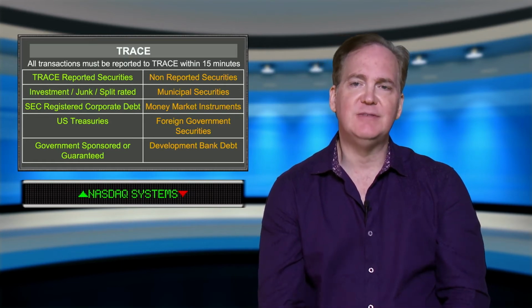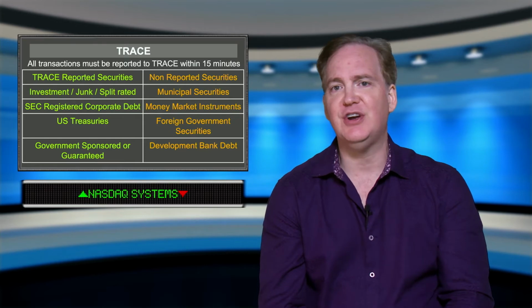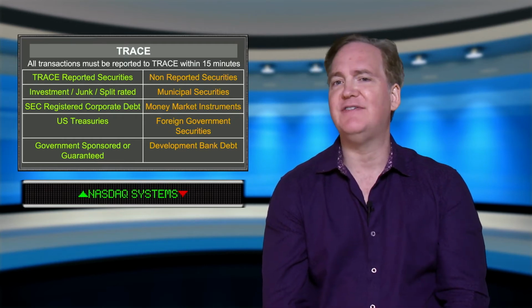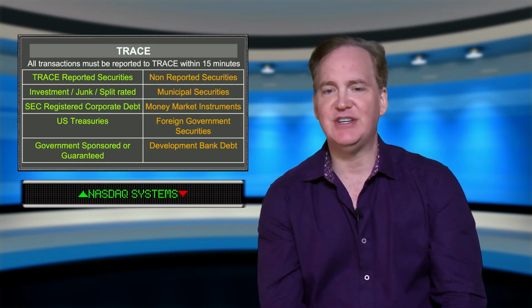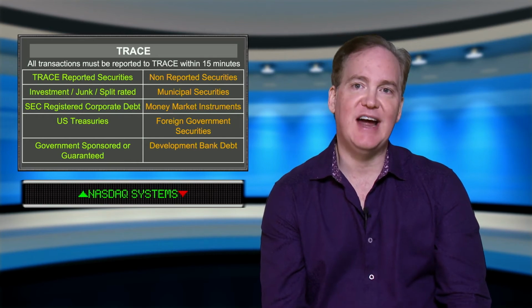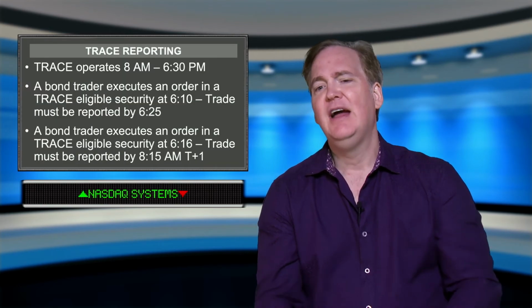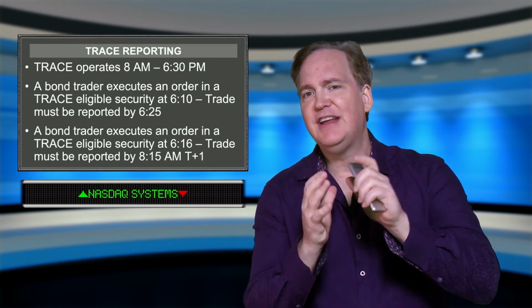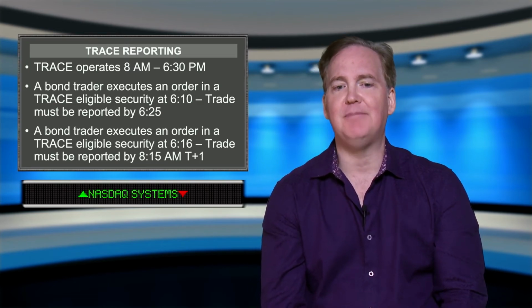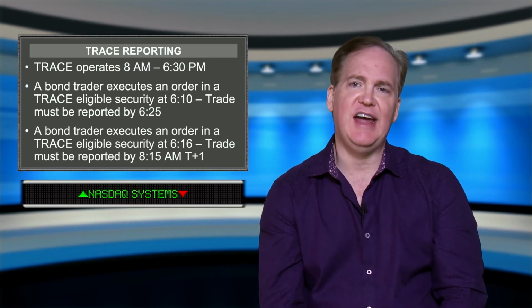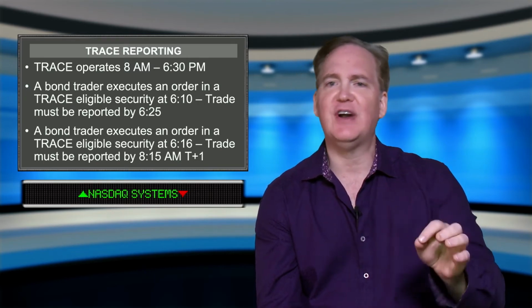All transactions in debt securities and TRACE-eligible securities must be reported to TRACE within 15 minutes of the transaction. So it's a little more leeway here because bonds don't trade as actively and are not as time sensitive as equities are. So 15 minutes to report a transaction in a TRACE-eligible security. A TRACE-eligible security must be reported within 15 minutes, and TRACE operates from 8 a.m. to 6:30 p.m.